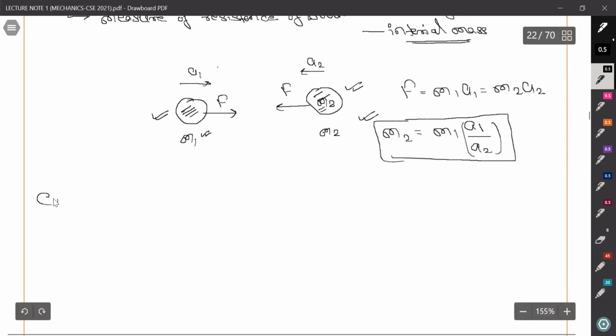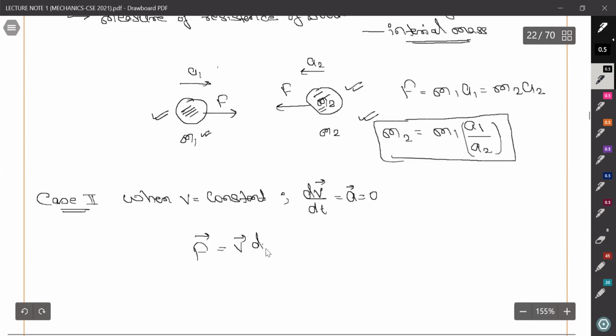Now here, let's assume the second case. We will not go much deeper in this case. We will also learn about it later for variable mass system. Let's suppose v is constant. So dv by dt, that is a, is 0. See this. It may be possible that a force is acting on a body and its acceleration is 0. And here we can write force is equal to what? v dm by dt.